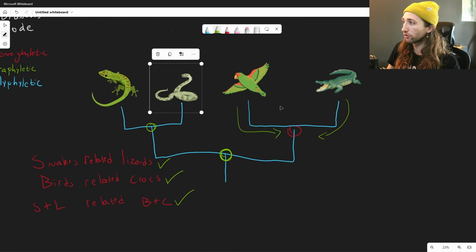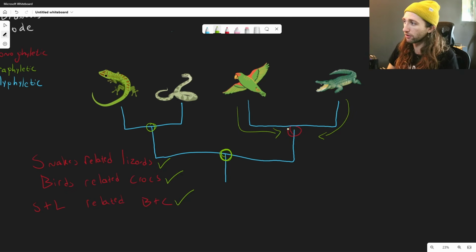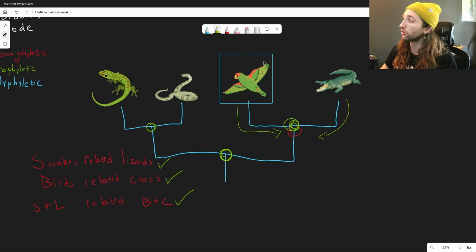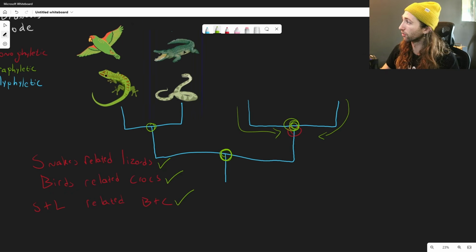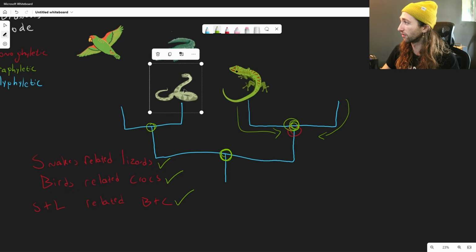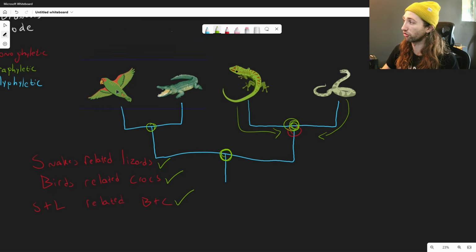And all I'm going to do is you need to make sure that the nodes lower down are not rotating, okay? These are not rotating, just this node down here. So what you're going to see is the birds and the crocs coming over to here, and the lizards and the snakes over here. Okay, this is a big rotation, okay?